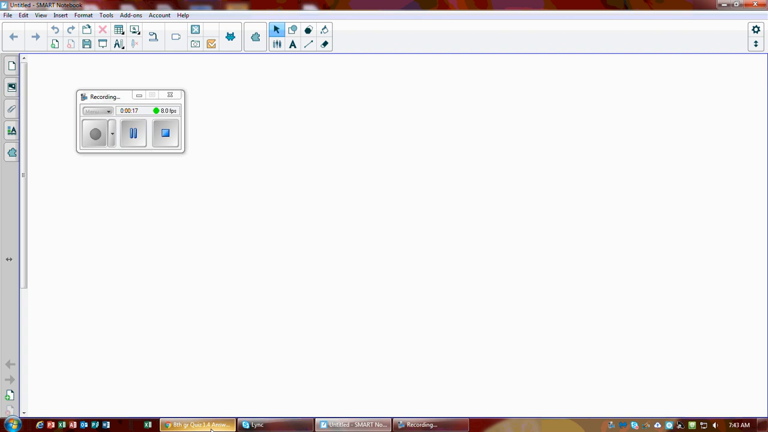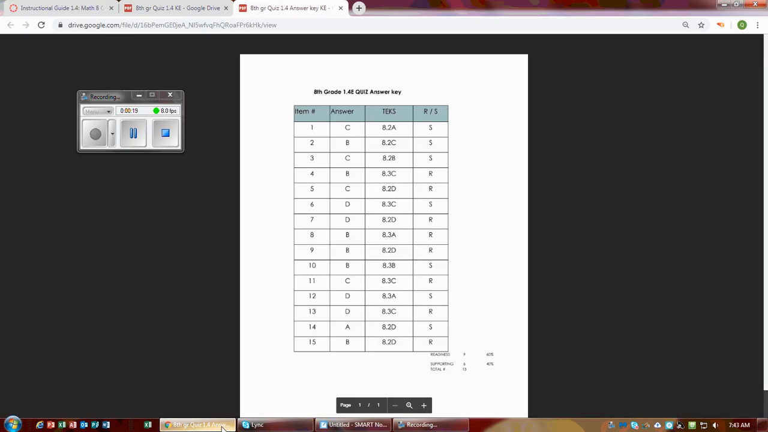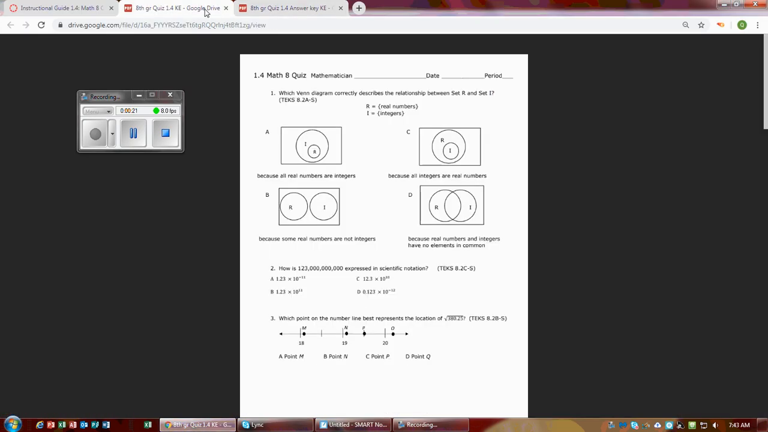Okay, so looking at our problems, let's look at number 1. It says, which Venn diagram correctly describes the relation between set R and set I? R is real numbers, I is integers. So the best one, looking at all my Venn diagrams, it goes real numbers and then it goes integers, so you should have got C.